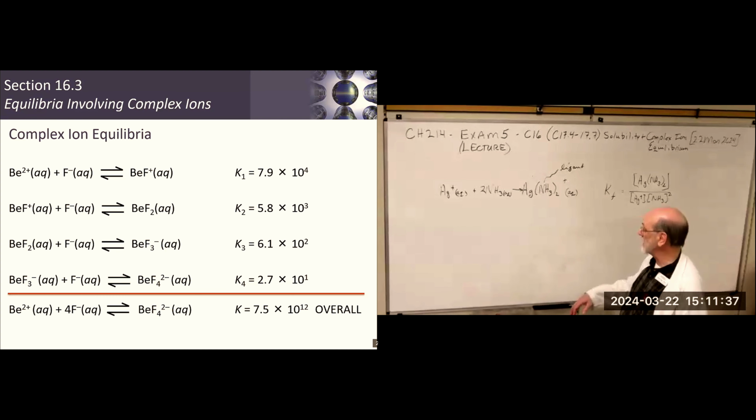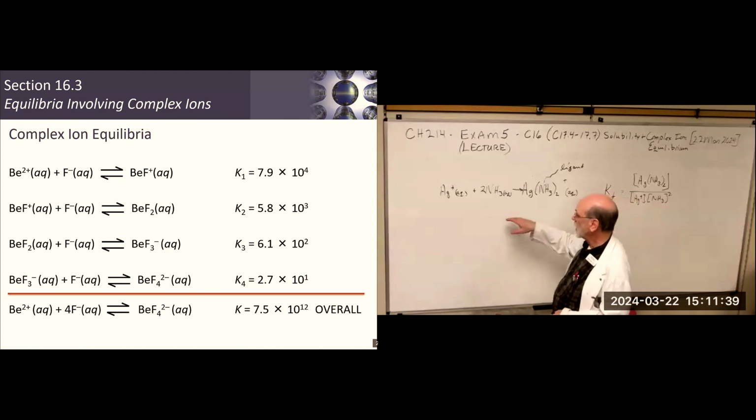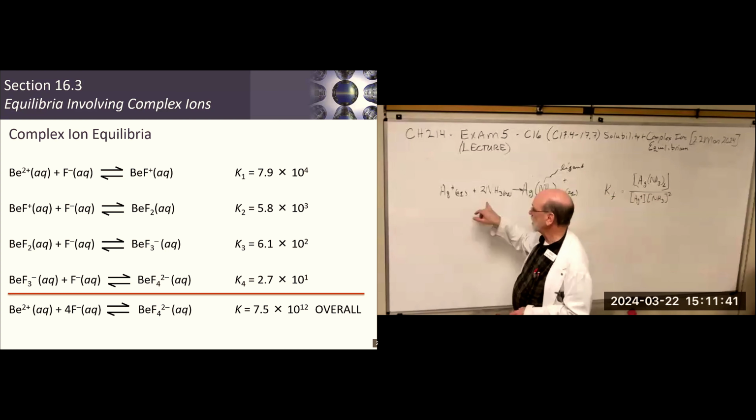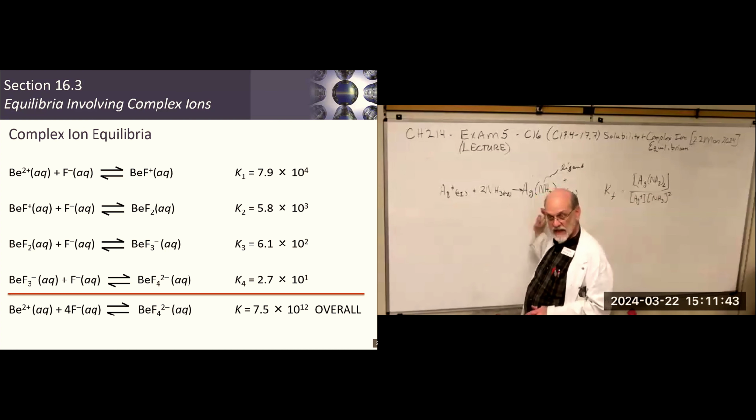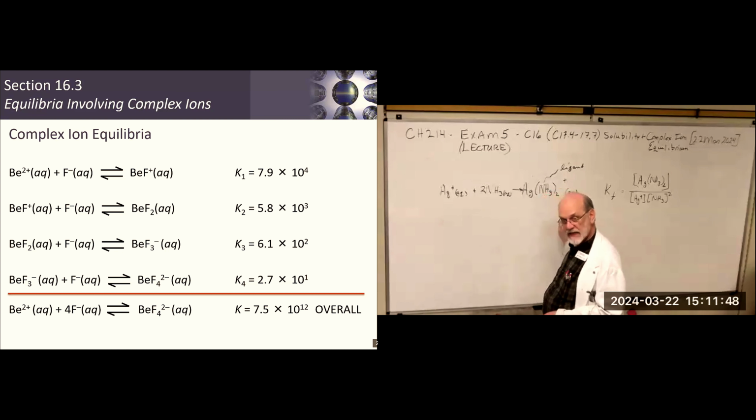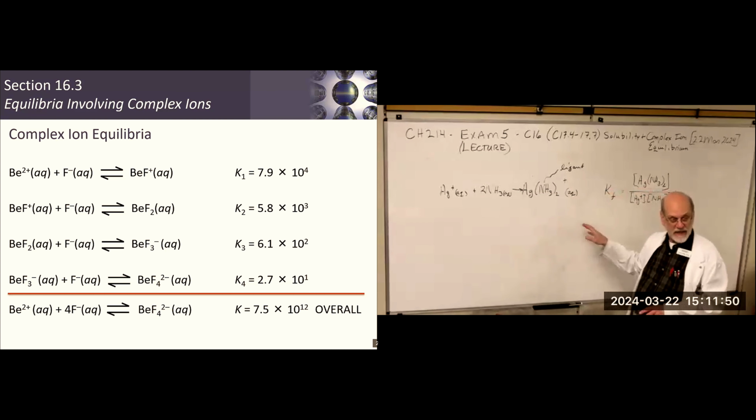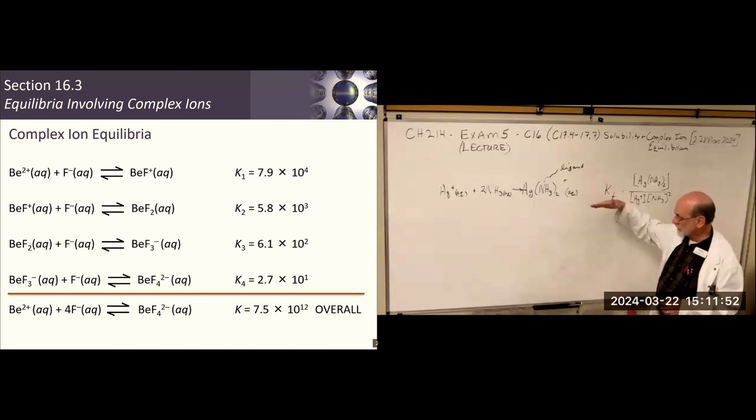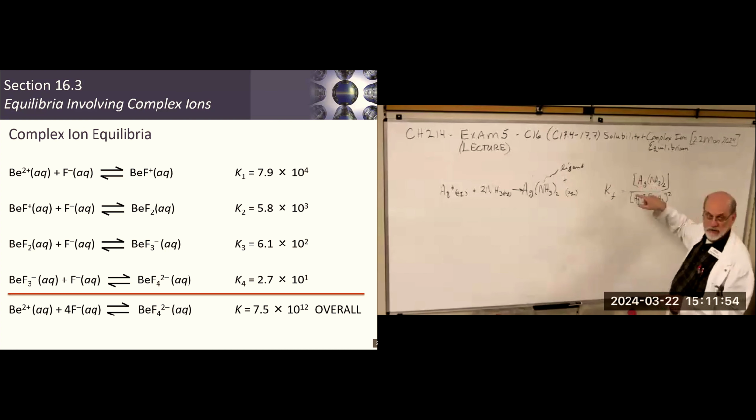And you could say the same thing about this process. The first step would be to add 1 ammonia to this, and you get a K value for it. And then you take that product and add another ammonia and get a K for that. Well, the K for the overall would be the one we're looking for here.